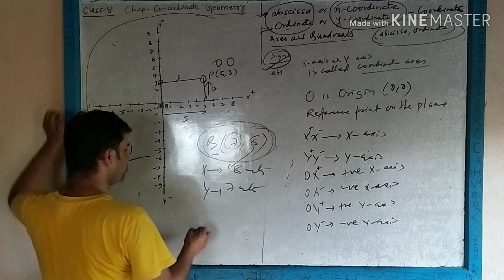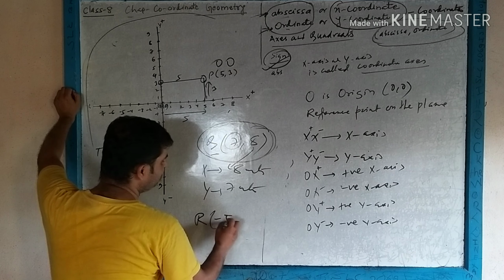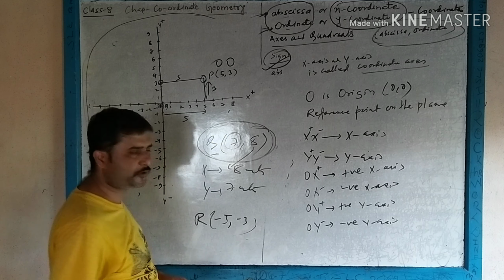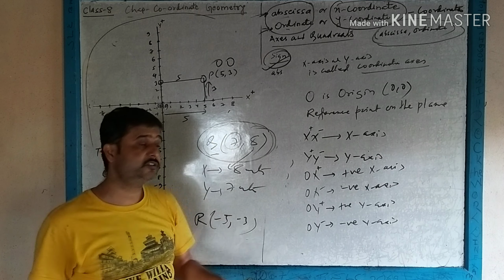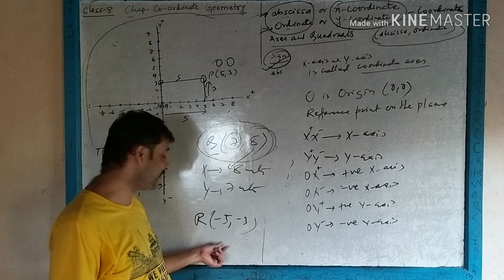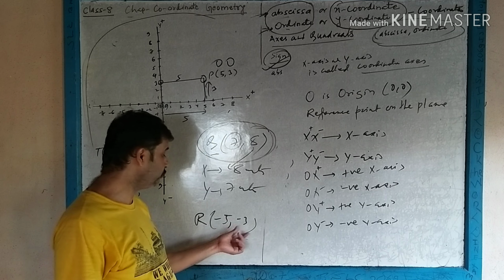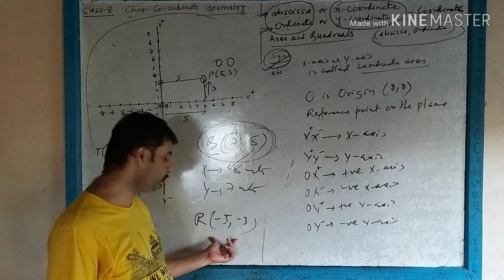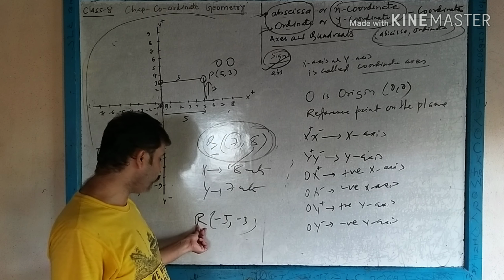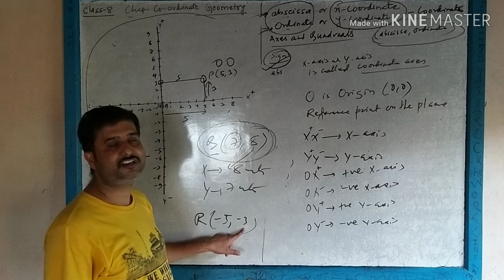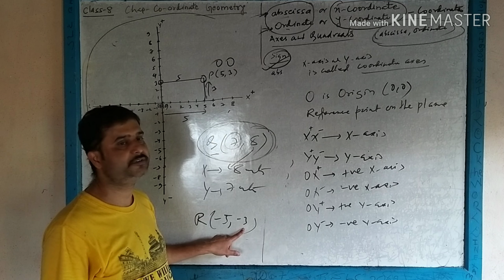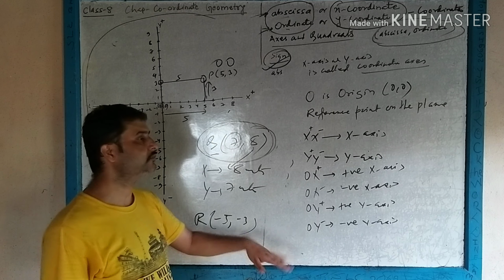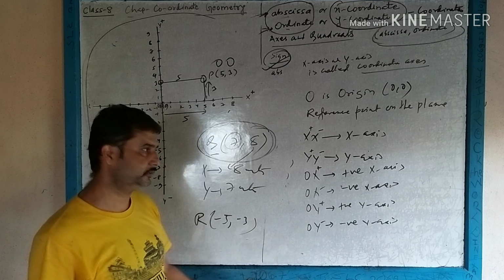Suppose I take negative coordinates, (-5, -3). What is the distance of the point? I am talking about distance, and distance is always positive, though the coordinates are negative. These lie in the third quadrant. How far is the point from the x-axis? 3 units, not -3 units. This distance cannot be negative. So we say 3 units.